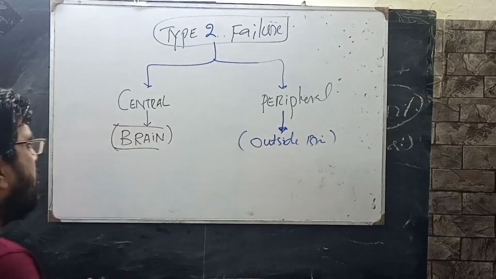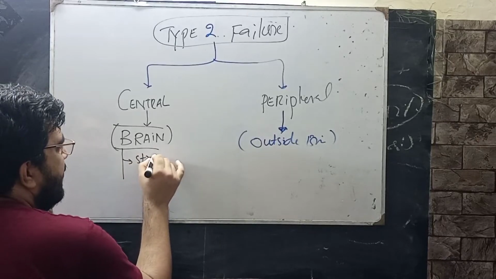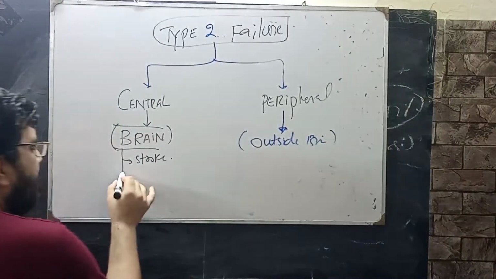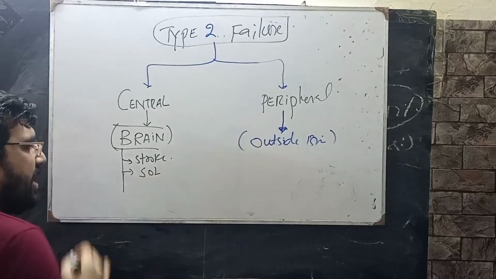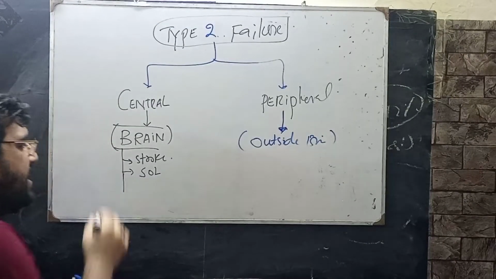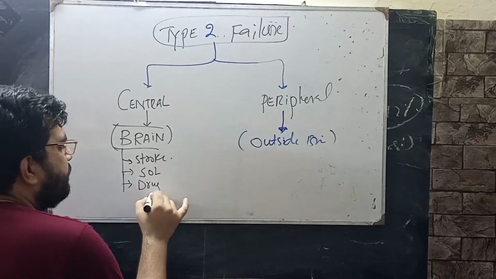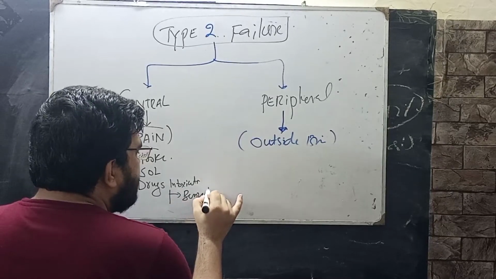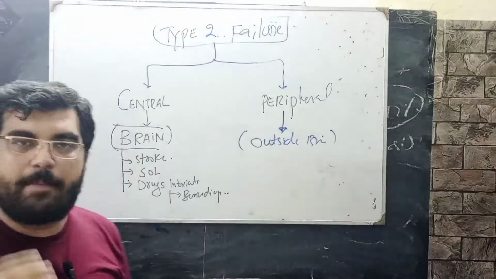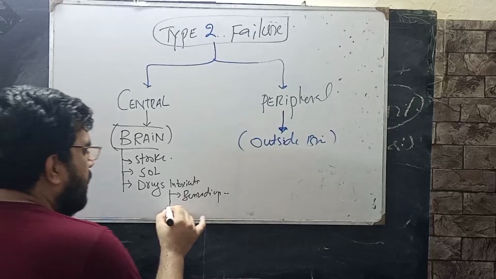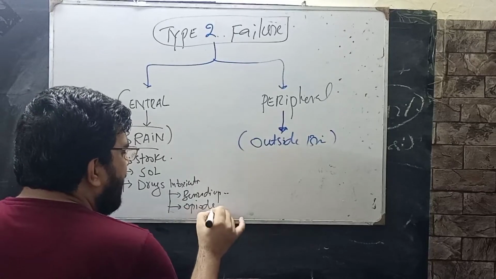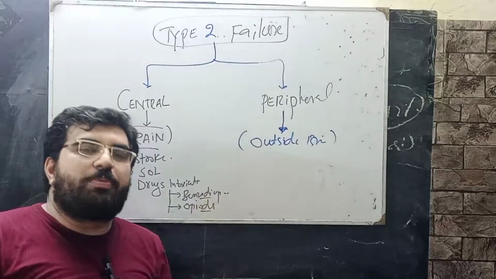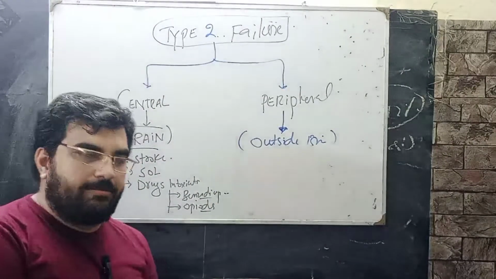So what are the causes inside the brain? We are having a stroke if it involves the respiratory center, especially the brain stem stroke. We are having space occupying lesions, and we are having drug intoxication. Now this is very important. We are having benzodiazepines, which can cause respiratory depression and can cause type 2 respiratory failure. We are having opioids. These can cause central decreased respiratory drive and lead to type 2 respiratory failure.